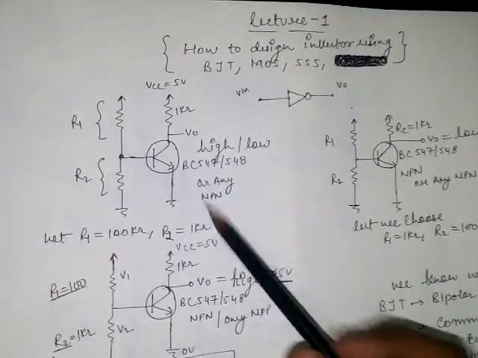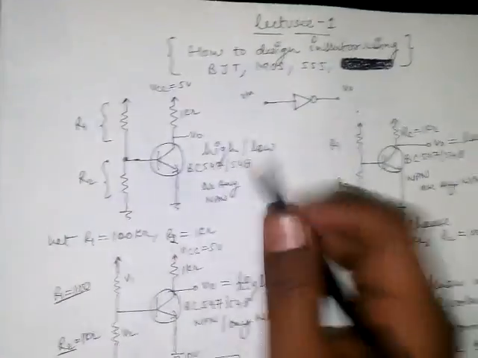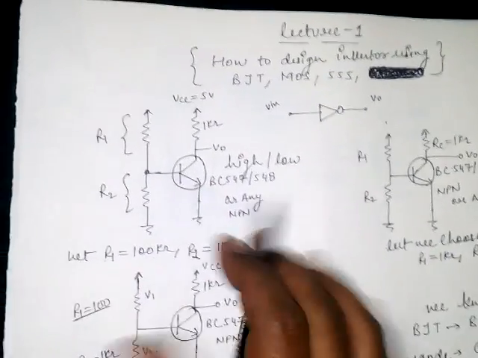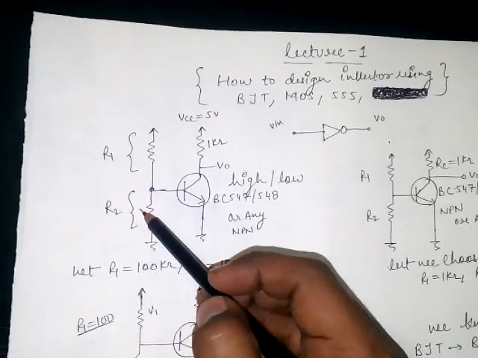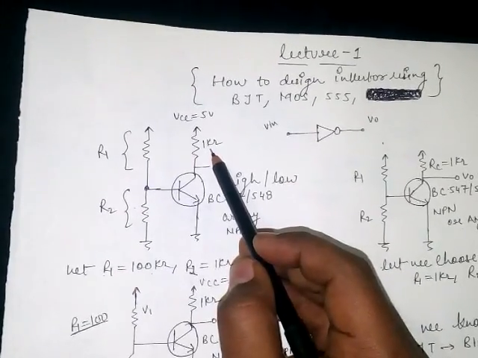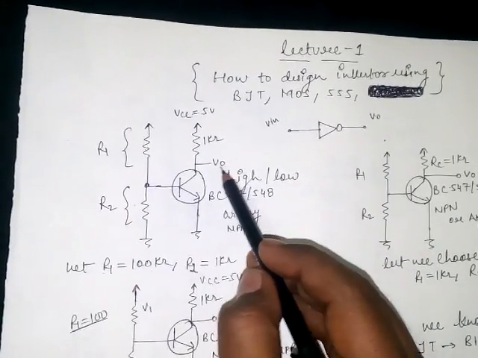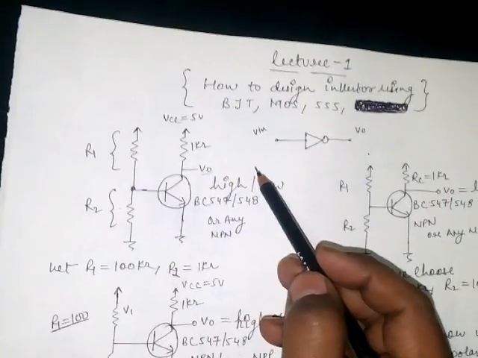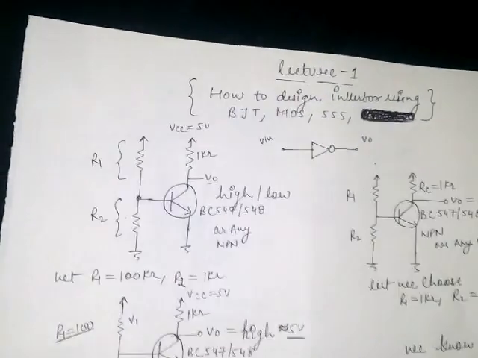Here are the circuits, where we are using an NPN transistor, two resistors at the input side and one resistor at the output side. Here is the output. Now output can be high or low, which depends upon the operation requirement.